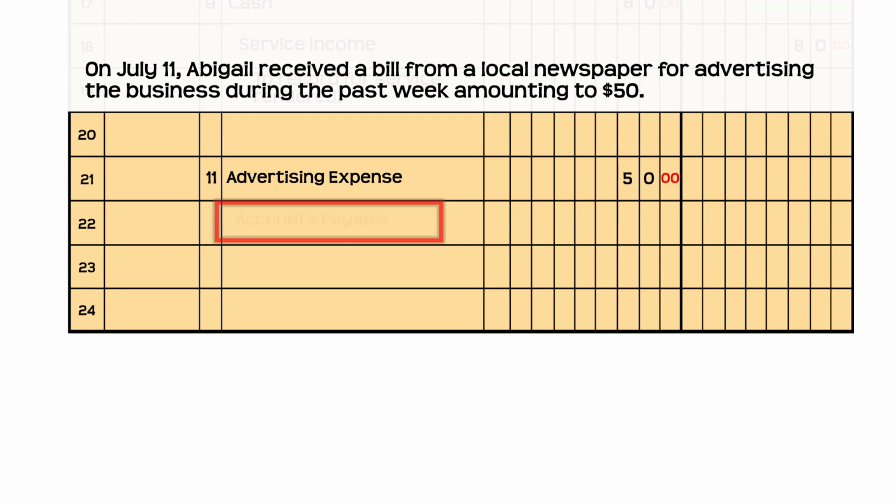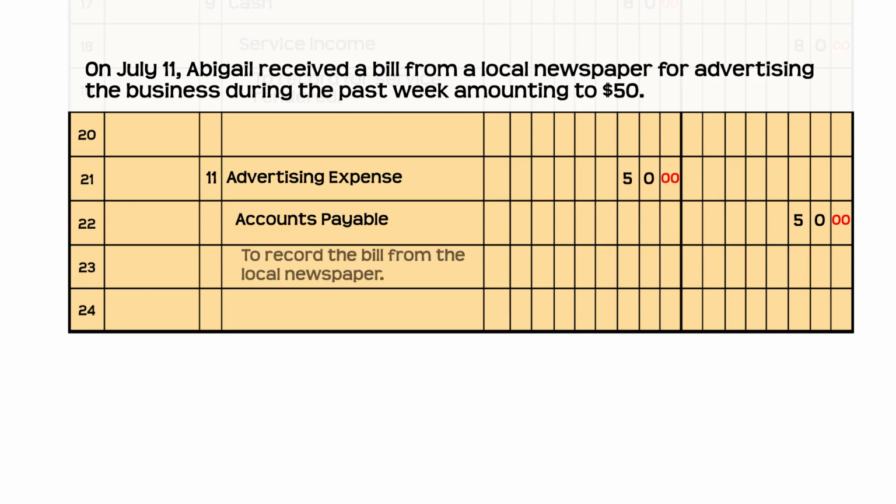Next to be credited is the accounts payable. This account is used because it is not yet paid in cash. Lastly, to explain the transaction: to record the bill from the local newspaper. To be continued.